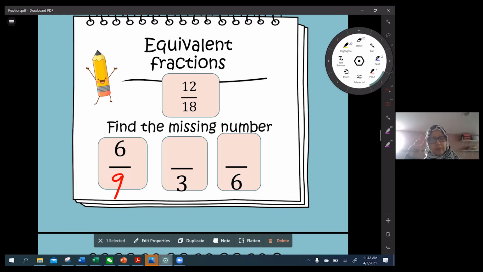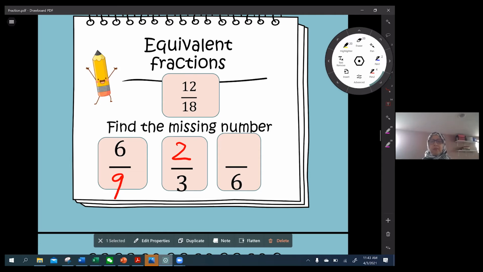The second one? The second one is 2 out of 3. How do you know it's 2 out of 3? Can you explain? So 12 out of 18, they both have to be divided by 6. 12 divided by 6 equals 2, and 18 divided by 6 equals 3. Thank you very much. That is a very good explanation.